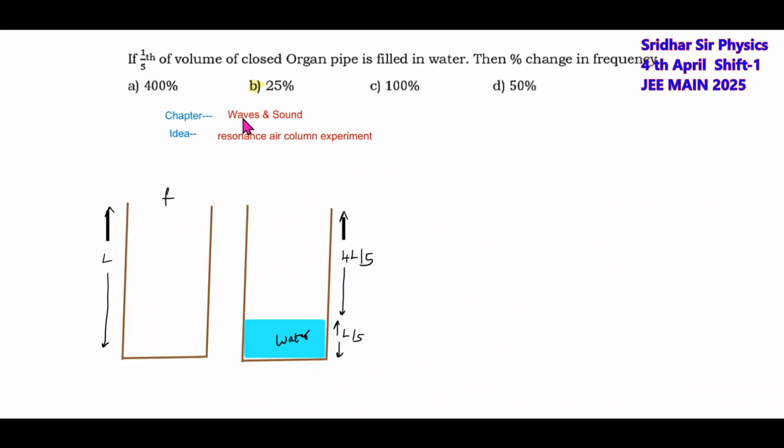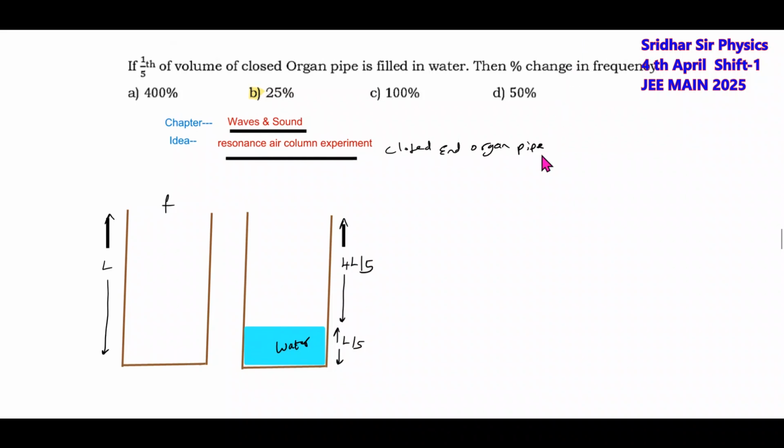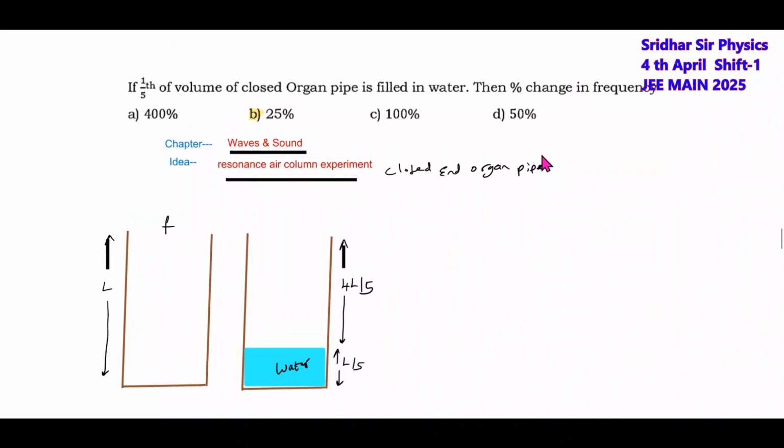This question is based on the chapter waves and sound, the resonance air column experiment, which is nothing but a closed end organ pipe. The idea of a closed end organ pipe is needed. Now, what was the frequency earlier? F equals V by 4L.